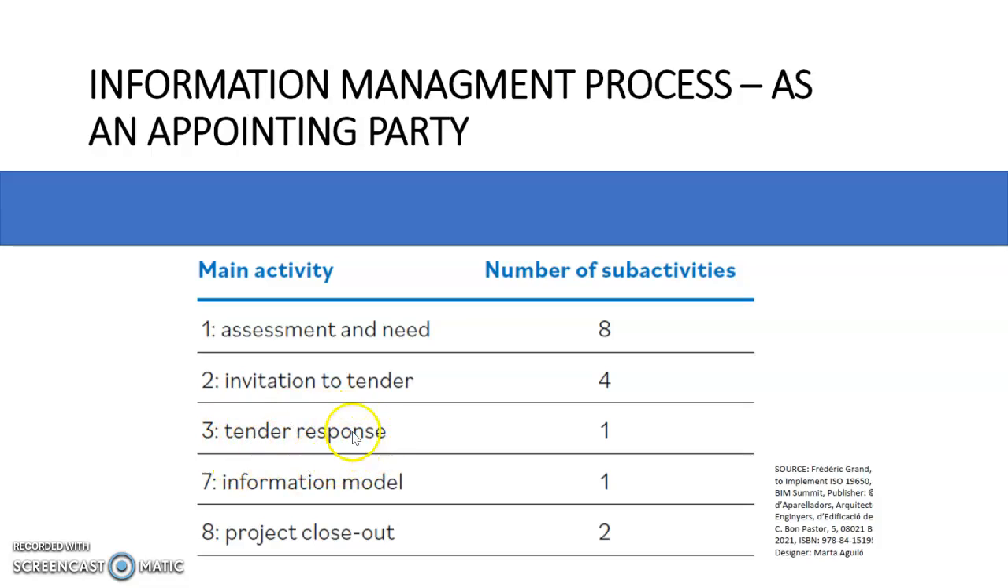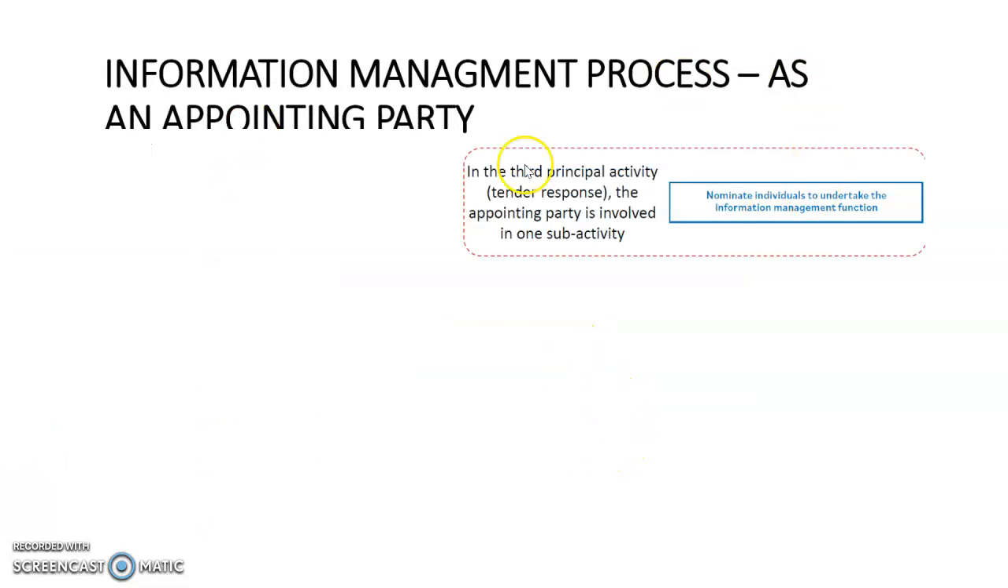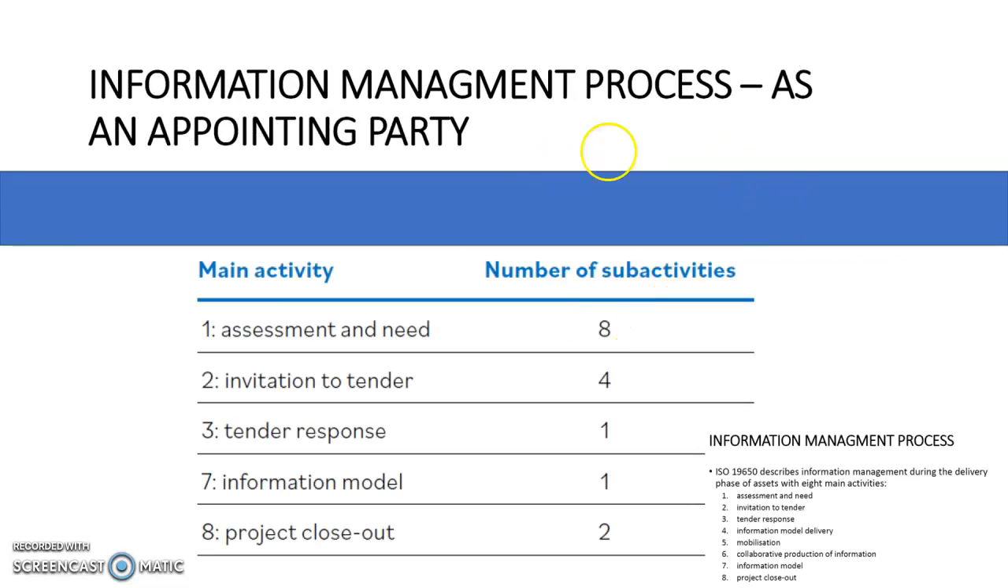During the tender response phase, the appointing party has 1 sub-activity to undertake. He will have to nominate individuals to undertake the information management function. The appointing party has very little involvement in the information model delivery, the mobilization, and the collaborative production of information phases. He will come back during the information model stage and the project closeout stage.